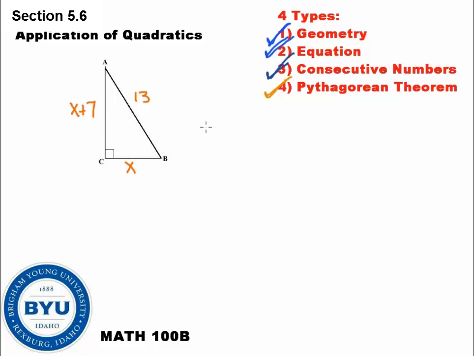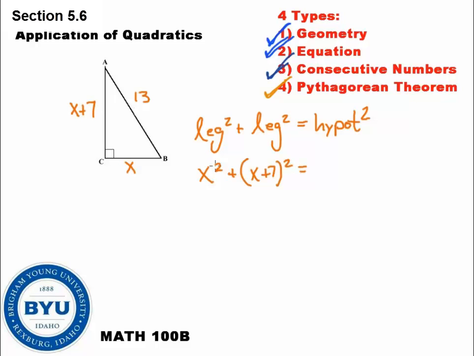You could use the exact same thing. For example, leg squared plus leg squared equals hypotenuse squared. Again, we're just going to plug in the values. So this is a leg, so I get x squared plus, this is a leg, so that's x plus 7 squared, equals the hypotenuse, which is 13 squared.